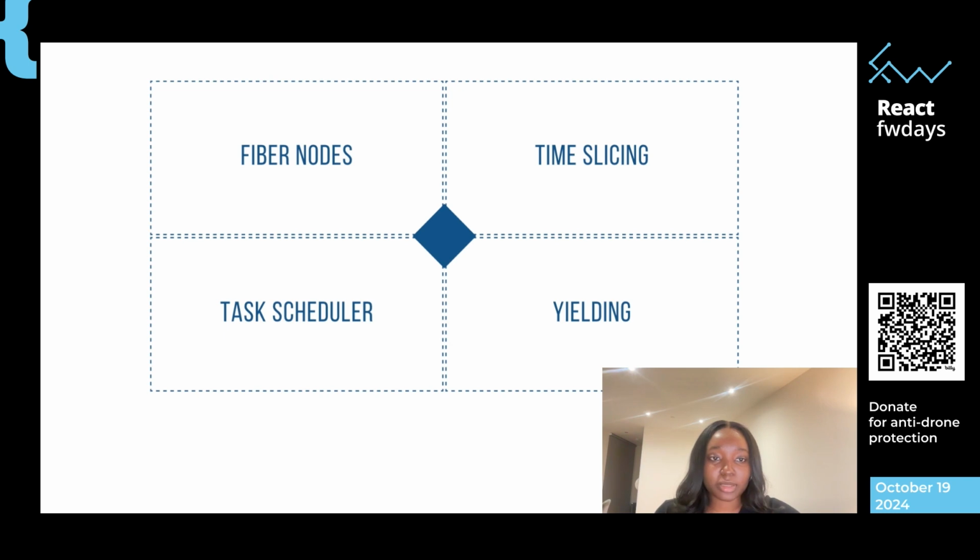So fiber nodes, starting with that, are basically the foundation of the concurrency model. It's a data structure that represents the component tree as a set of fiber nodes, and each node contains information that React needs to compute and render that component, so things like type, state, props. And then time slicing, which was actually the initial name for concurrent rendering, is essentially the foundation of how this works. Instead of processing the render as one long block or chunk, React breaks down that render process, or the work is broken up into small manageable chunks or slices.